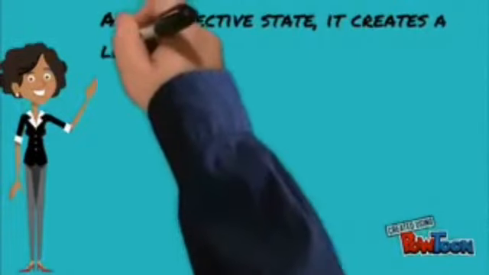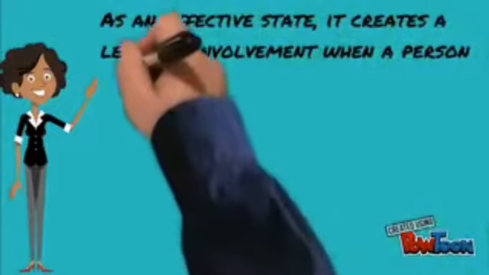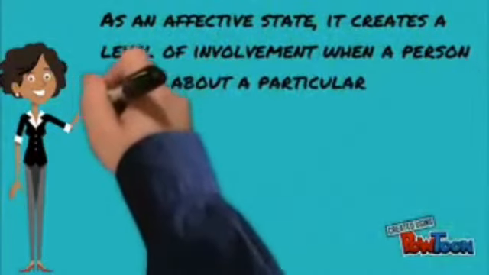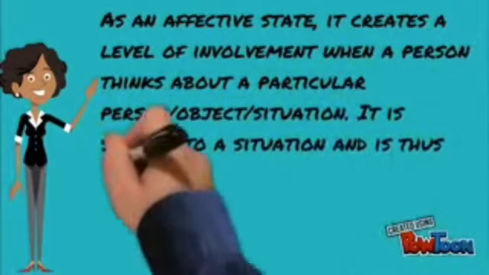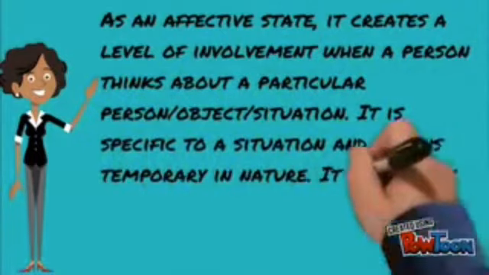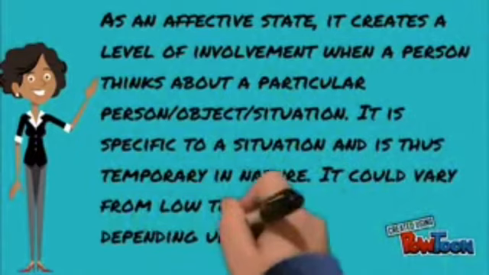As an affective state, it creates a level of involvement when a person thinks about a particular person, object, or situation. It is specific to a situation and is thus temporary in nature. It could vary from low to high depending upon situational factors.